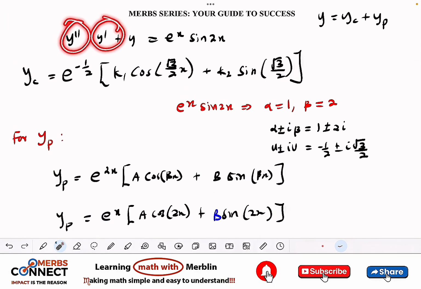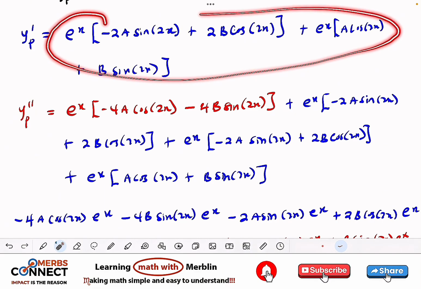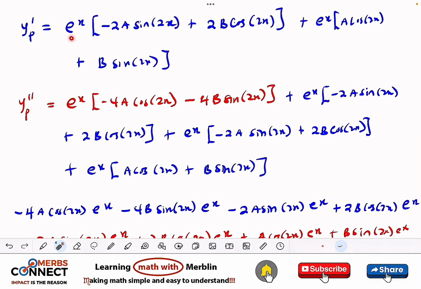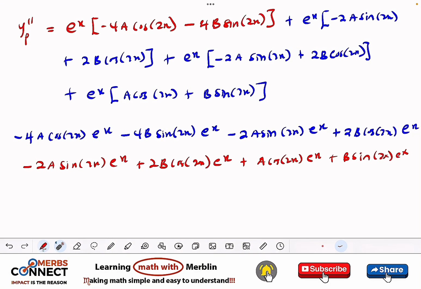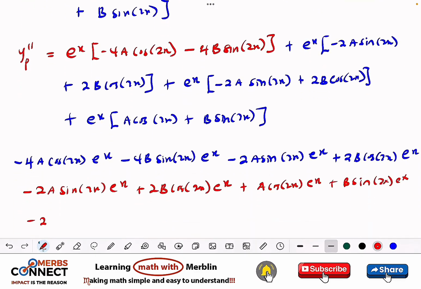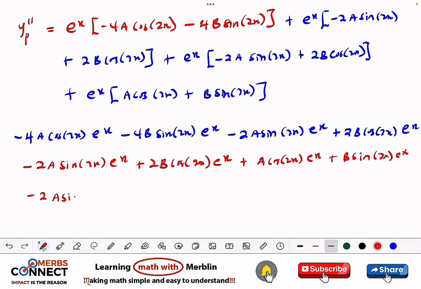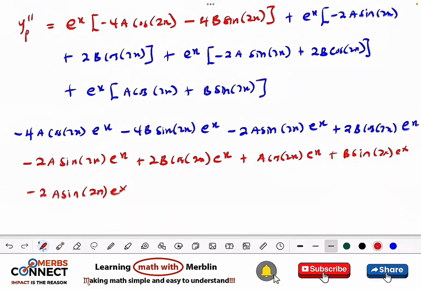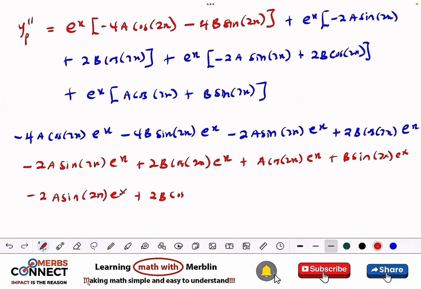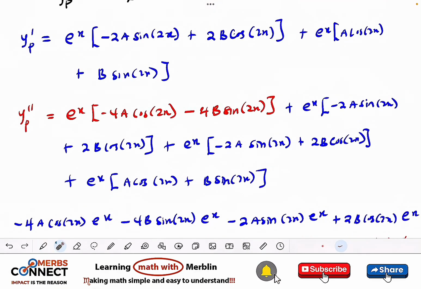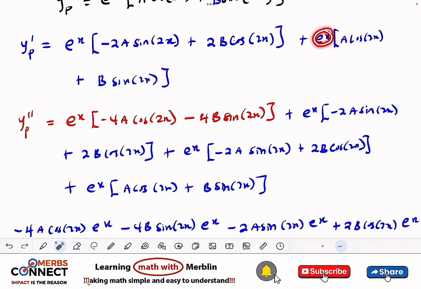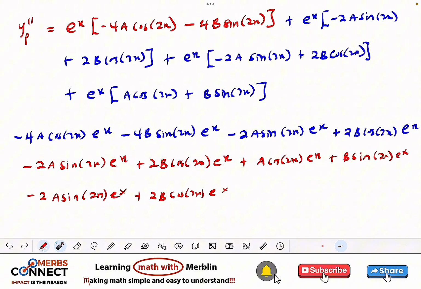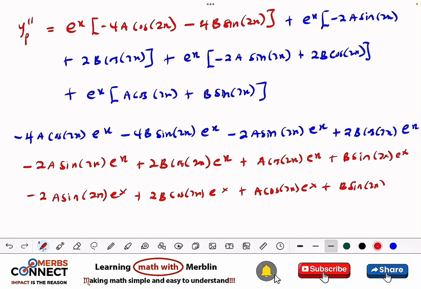We need to add y prime. So this is y prime. I will simplify it whilst I'm writing it. So I'm going to multiply this one by e. So I'm going to have minus 2a sine 2x e to the power x. Then I'll go to plus 2b cos 2x e to the power x. So I'm done multiplying this one by this. Then I'll multiply this e here through this and that. So when I do that, I'm going to have plus a cos 2x e to the power x plus b sine 2x e to the power x.